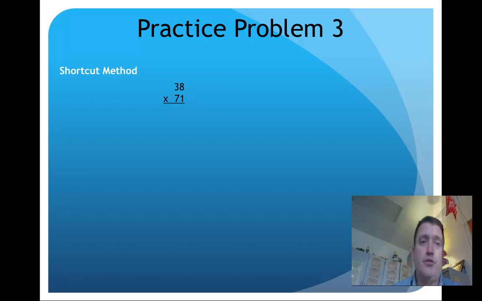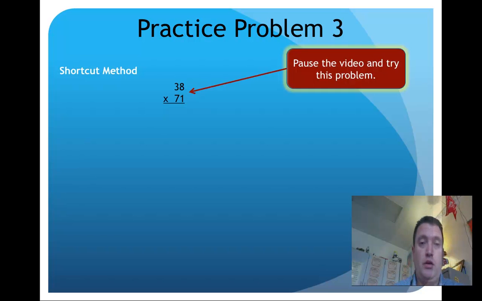All right. So here's your third practice problem. I want you to pause the video and try this using the shortcut method. If you need to back up and look at what I just did, you may. Do your best. If you want to check it with one of the other methods, you can, but I'm going to go through the problem now. So pause and then come back and see how you did.